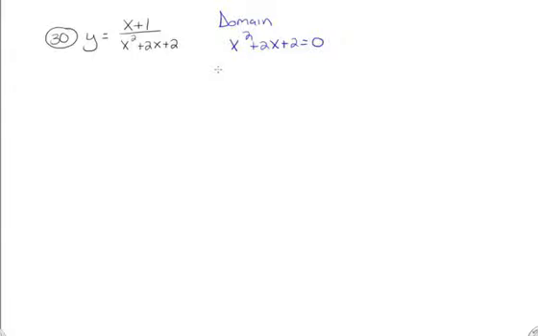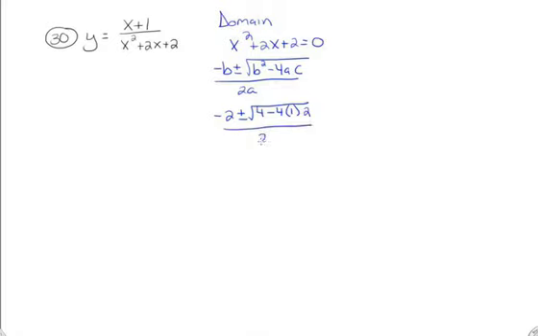So I'm going to quickly do the quadratic formula. So we should know that. Negative b plus or minus the square root of b squared minus 4ac all over 2a. So a is 1, b is 2, and c is 2. Negative 2 plus or minus 2 squared is 4 minus 4 times 1 times 2, over 2 times 1. Negative 2 plus or minus the square root of negative 4. In other words, I'm getting an imaginary answer.